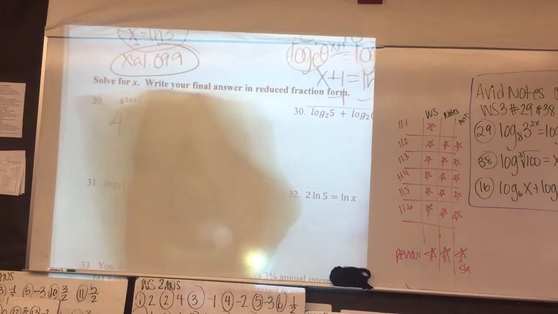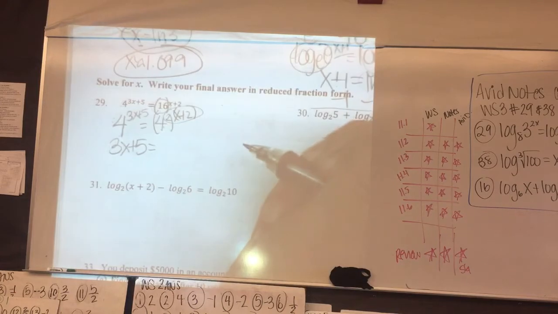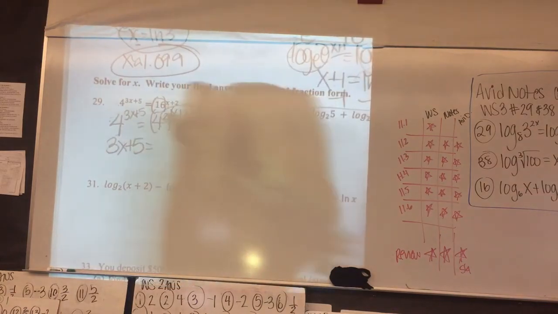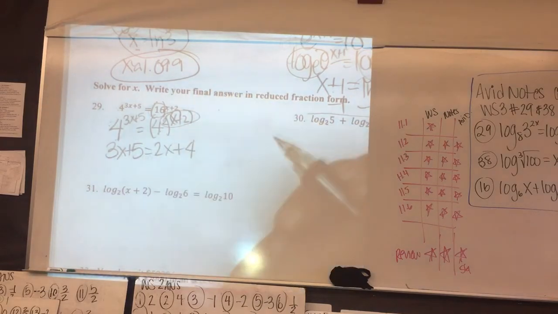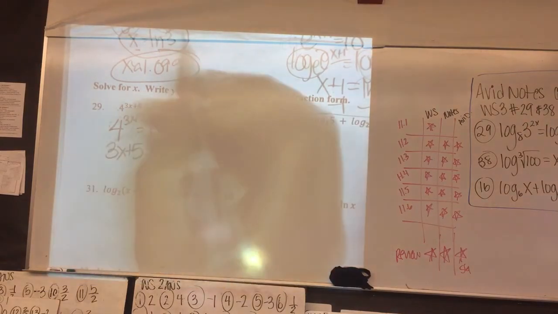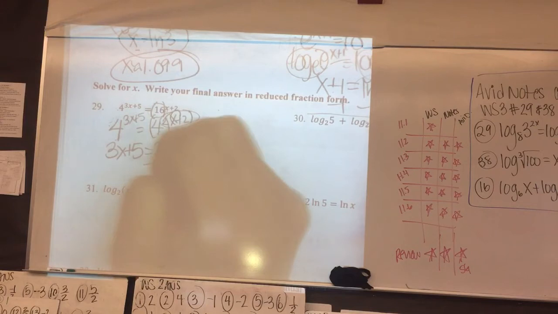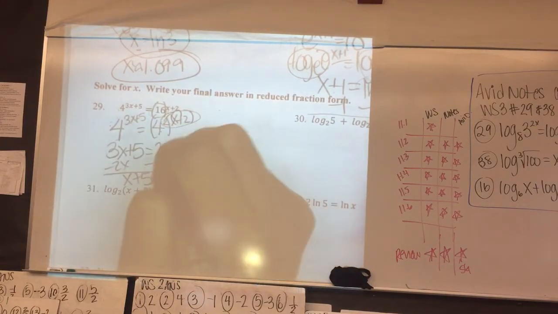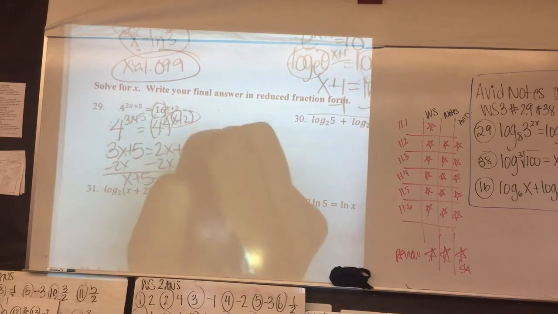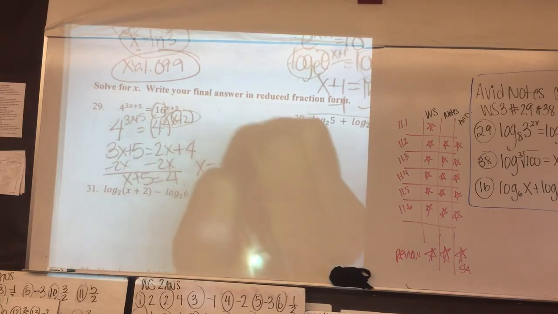Then these bases can go away. So I'll end up with 3x plus 5 is equal to 2 times x is 2x, and 2 times 2 is 4. Now I can just solve the equation. Minus 2x on both sides. And then we get x plus 5 equals 4. Subtract 5 on both sides, and I'm going to get x equals negative 1.